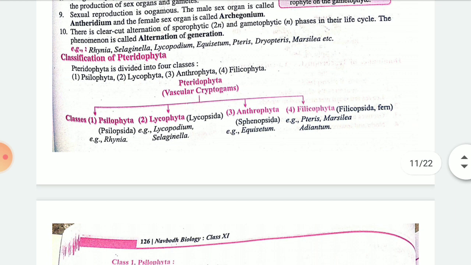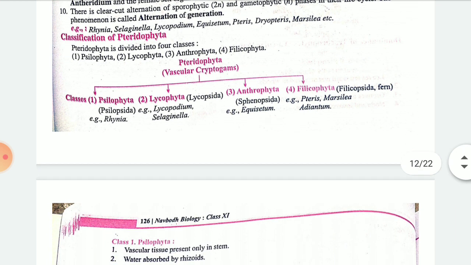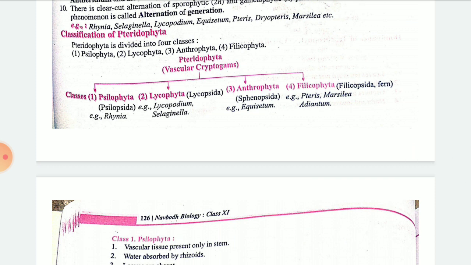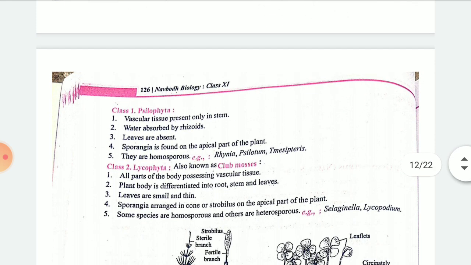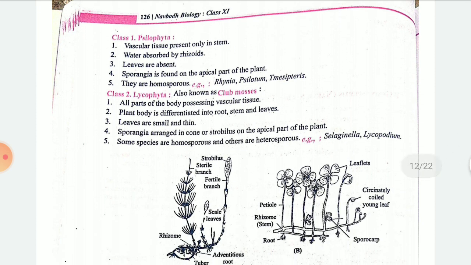Then this pteridophyta is further divided into four classes: Psilophyta, Lycophyta, Arthrophyta, Filicophyta. In Psilophyta, vascular tissues are present. Water is absorbed by rhizoids, leaves are absent. Homosporous, because through reproduction the spores may be of two types, homo and hetero. So in this class, all the spores will be homospores.